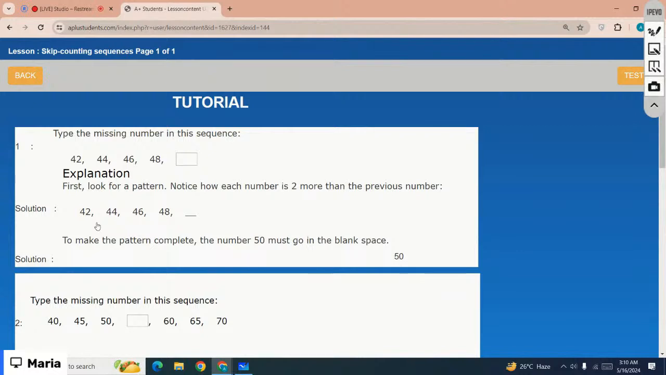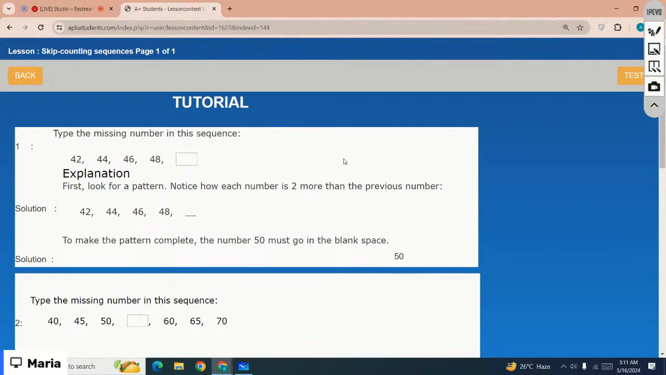So you have 42, 44, 46, and 48. So how do we find how they are growing? Subtract the second number from the first one. 44 minus 42 is 2. 46 minus 44 is 2, so the numbers are growing by 2, right? 42 plus 2 is 44, 44 plus 2 is 46, 46 plus 2 is 48.